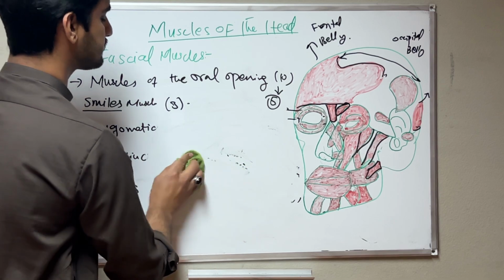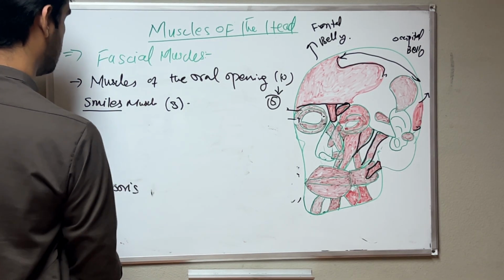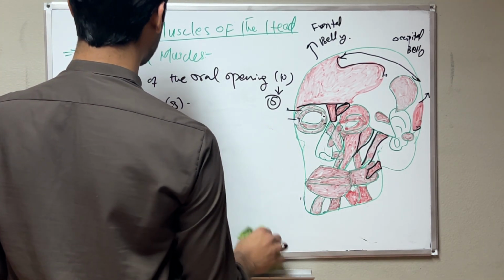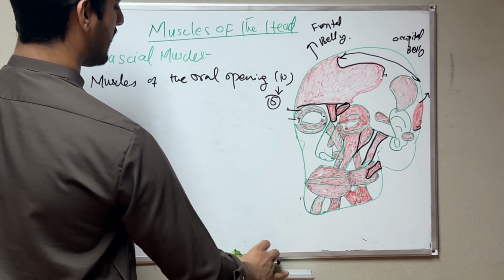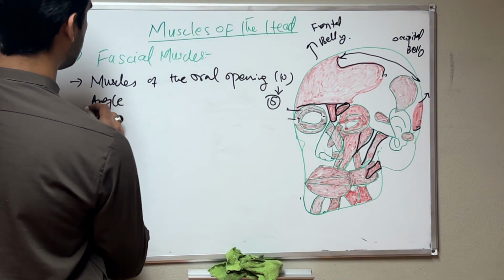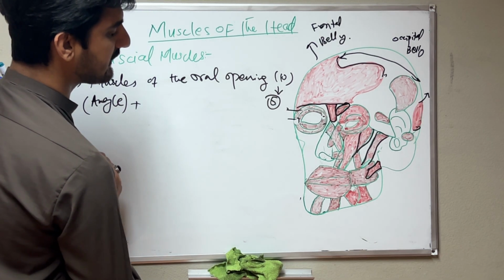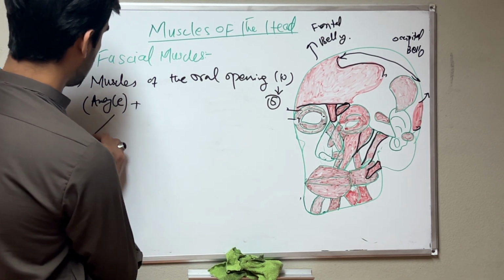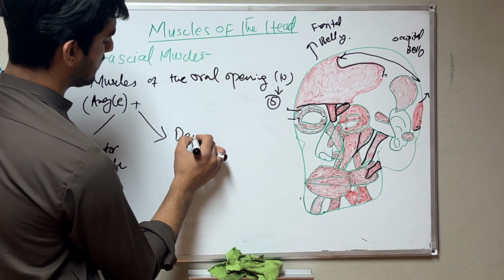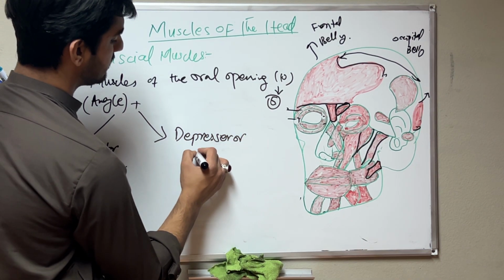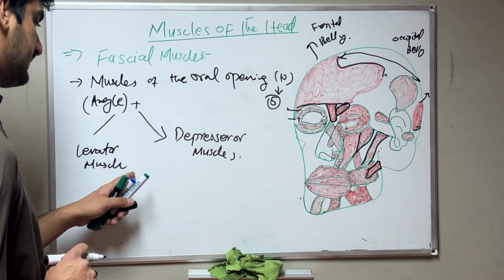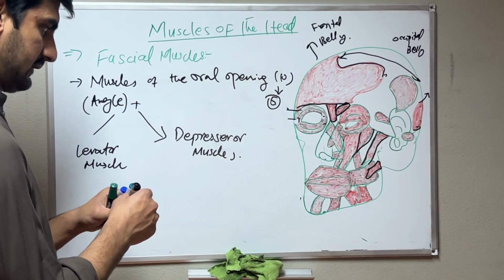Now the second muscle group. In the muscles of the oral opening, we have the angle muscles, or angle opening muscles. These muscles are divided into two, the levator muscle and the depressor muscle. First we will discuss the levator muscle, and then we will discuss the depressor muscle, in the angle opening muscles.